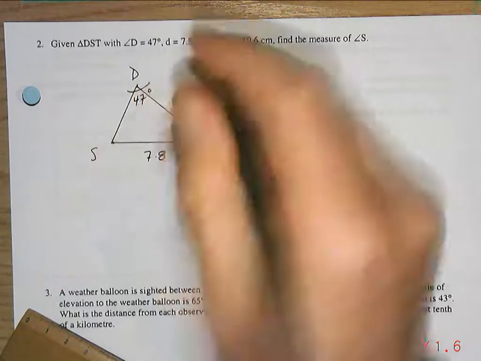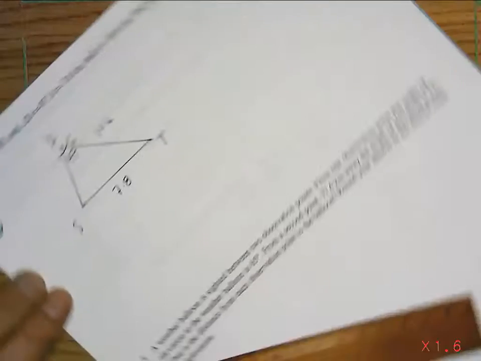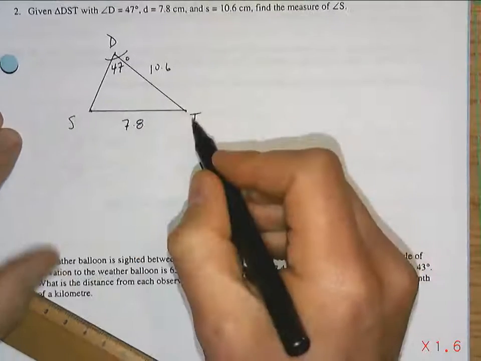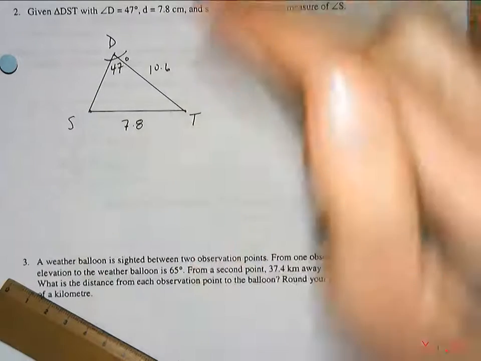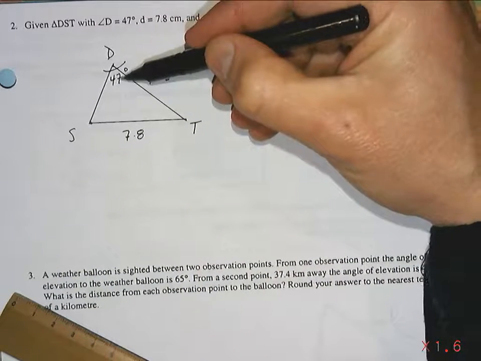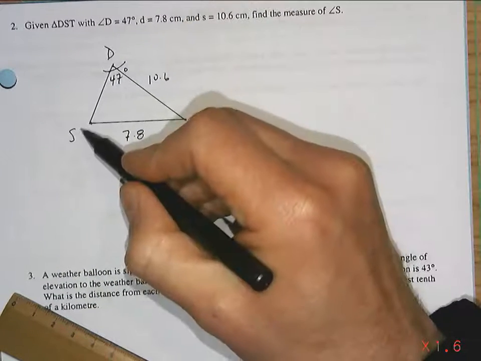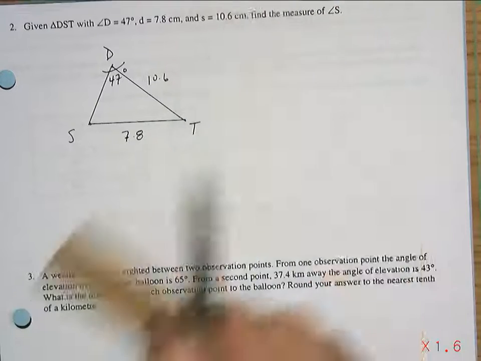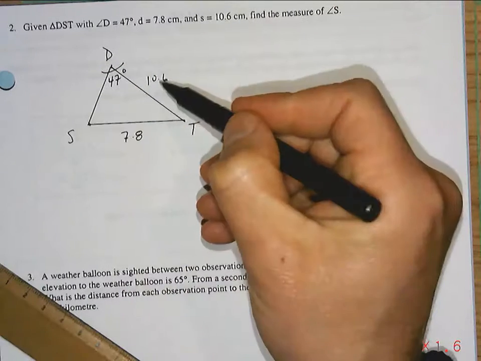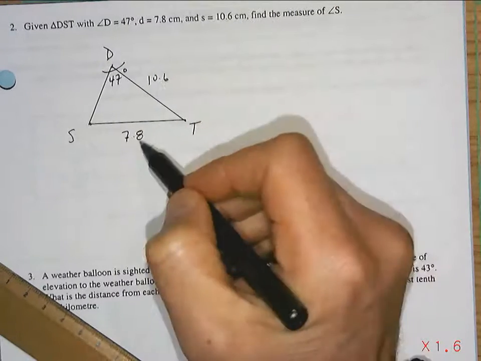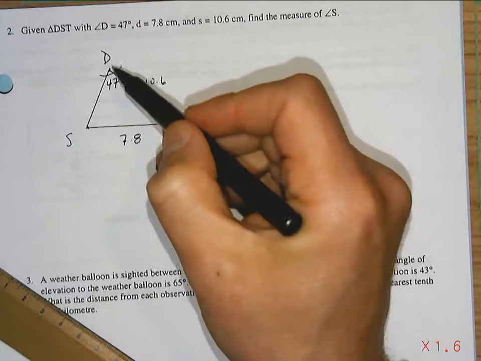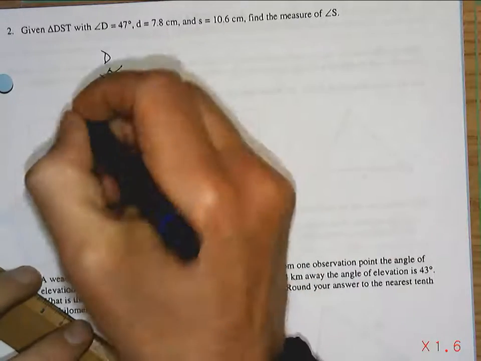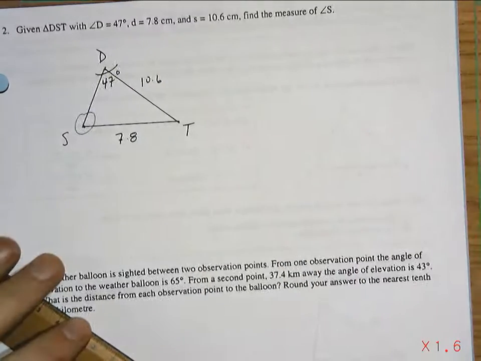Now your triangle may look completely different. It might be turned around. It might have D down here and S over here, or D down here and S up here. It doesn't matter, as long as D is 47 degrees, as long as the side opposite S is labeled 10.6 centimeters, and as long as this is labeled 7.8 across from the angle D. So the question that they're asking us is to find angle S.